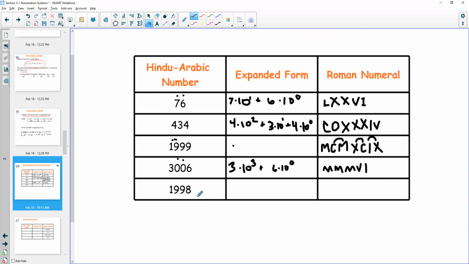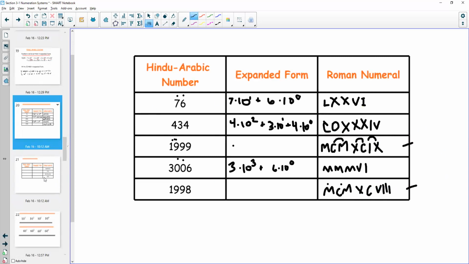All right, 1998. It's pretty similar to 1999, right? Because I got 19 and 90. It's just 8 that's different. So I'm going to use that first half. It's MCM, 1,990. And then for 8, I can write VIII. That's totally cool. All right, so note the difference between those two.